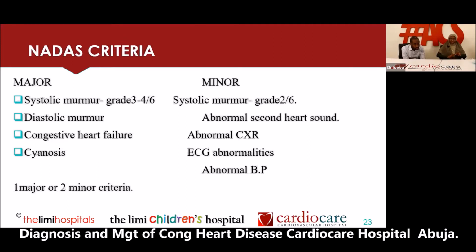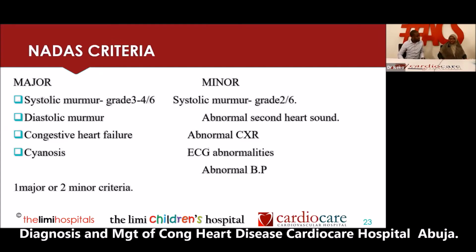And for the cyanosis, you must have confirmed that this is not pulmonary. Once the child is cyanosed, you do the hyperoxia test. And once there is no improvement with the hyperoxia test, you have to send that child for further evaluation. And then the minor criteria is when you have a soft systolic murmur, an abnormal heart sound. You may not be able to describe what you're hearing, but you just know there's an abnormal heart sound. Yes. Okay.